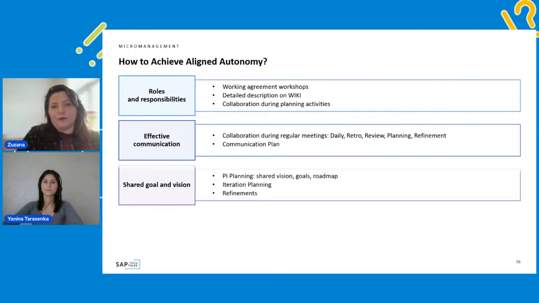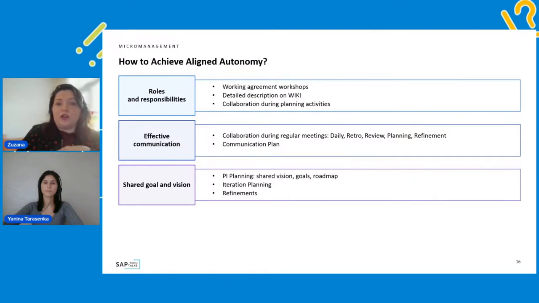How often do you collaborate with your product managers or business partners? They could actually help you with this step. A shared goal and vision are crucial for aligning the team's effort. Usage of techniques like PI planning can establish shared vision, goals, and roadmaps for the team. During sprint planning and refinement sessions, always try to ensure that the team actually understands how their work is aligned with the overall picture.